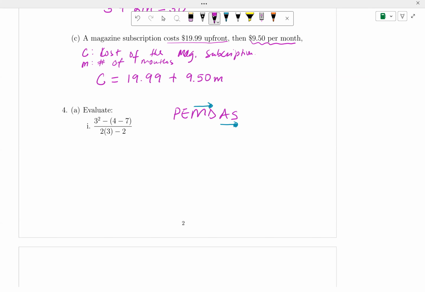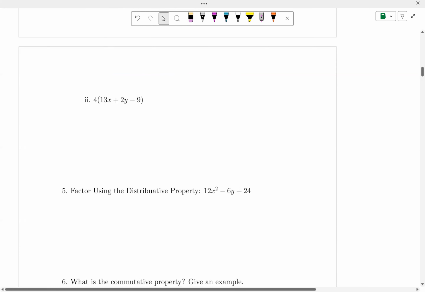So now let's do the math. 3 squared is 9 minus, we got to do what's inside of those parentheses. 4 minus 7 is a -3. All of this divided by the bottom here is a multiplication. 2 times 3 is a 6 minus 2. And then we can clean this up a little bit more. 9 minus -3. Remember, when you have 2 negatives next to each other like that, they're going to just turn into a plus, right? So that's 9 plus 3. So that ends up being a 12 over 6 minus 2, which is a 4. 12 divided by 4 is 3. So the answer to question 4 is 3. On to the next one.